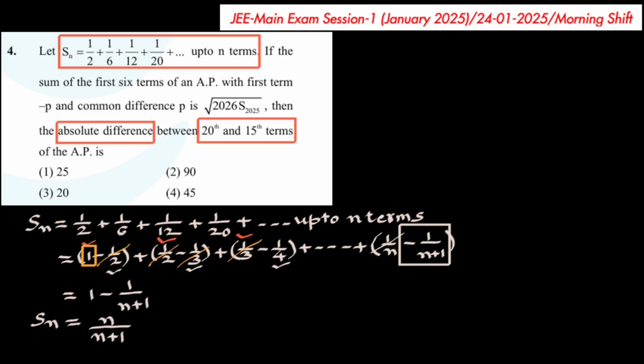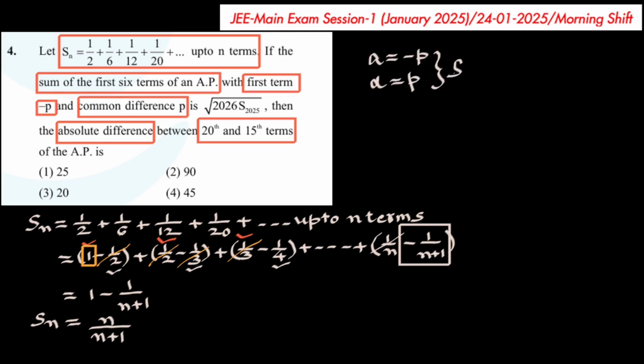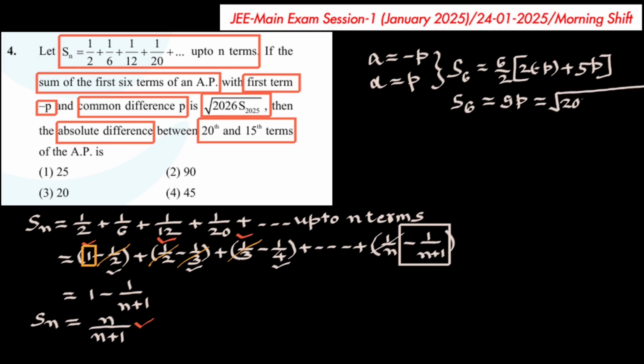Next, the sum of the first 6 terms of an AP with first term minus p and common difference p is S6 equals 6 upon 2 into (2a, that is 2 into minus p, plus n minus 1, that is 6 minus 1, into d), that is 5p. That gives S6 equals 9p. But this S6 is given to be square root 2026 times S2025.